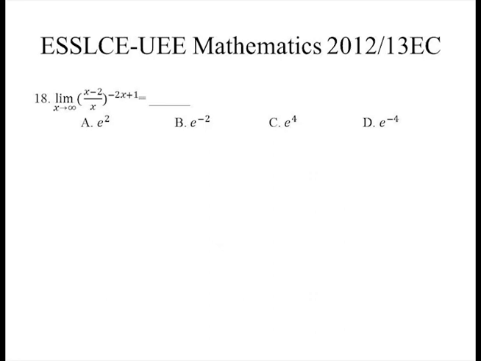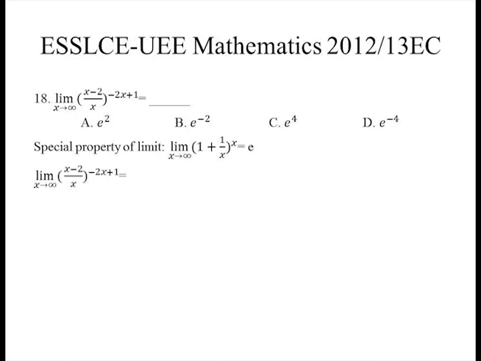Question number 18. Limit of (x minus 2 over x), the whole power of -2x plus 1, as x approaches infinity, is equal to blank. From the special property of limit, we know that the limit of (1 plus 1 over x) to the power of x, as x approaches infinity, is equal to e. So let's rearrange the given expression to get this form.